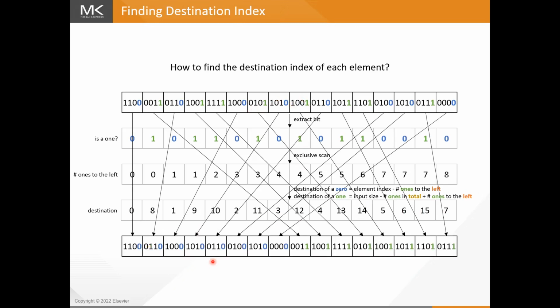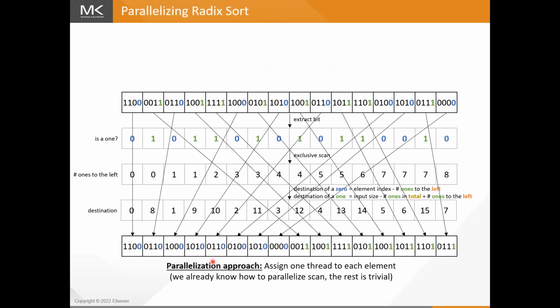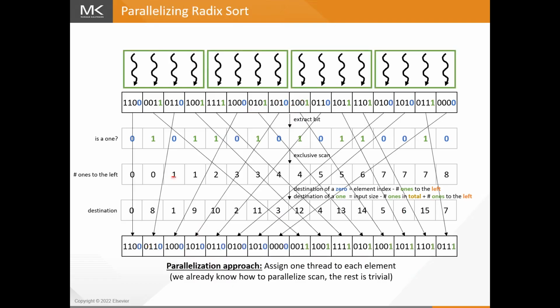Is this clear? Okay, so the parallelization approach is trivial. We can simply assign a thread to each element. The thread is going to perform this computation. The exclusive scan is going to be performed across all the threads, and then we write our final result. Any questions?